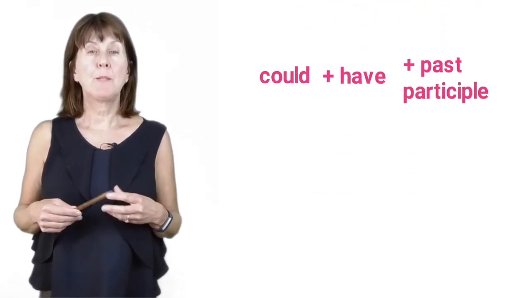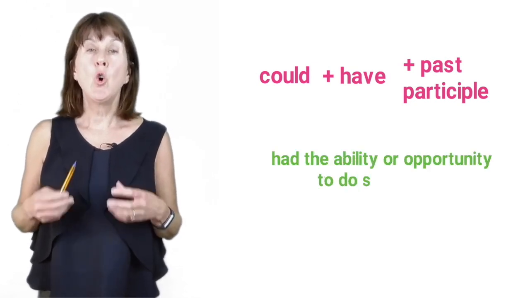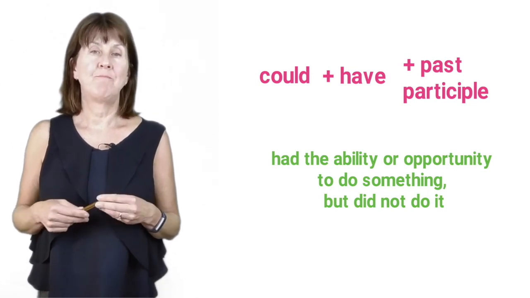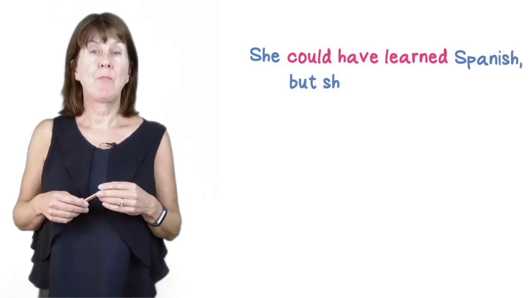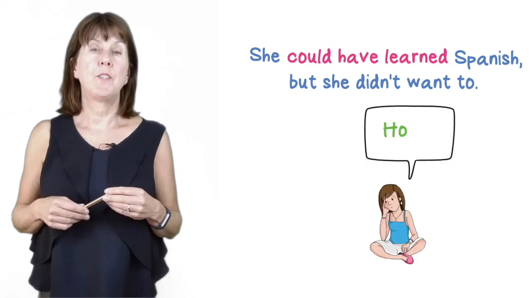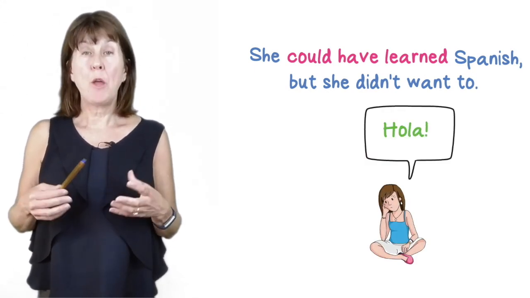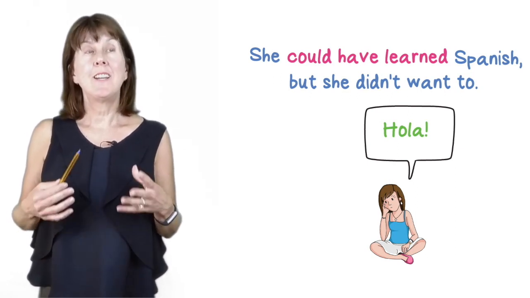Secondly, we use could have plus the past participle to say that someone had the ability or opportunity to do something but did not do it. For example, she could have learned Spanish, but she didn't want to. She had the ability or the opportunity to learn Spanish, but she didn't do it. She didn't learn Spanish.